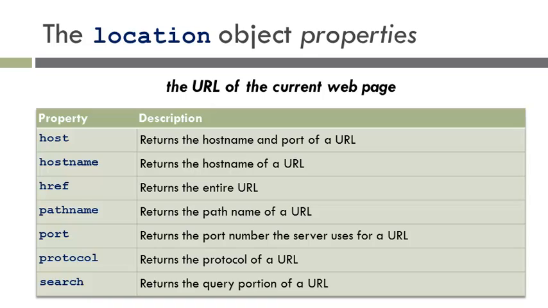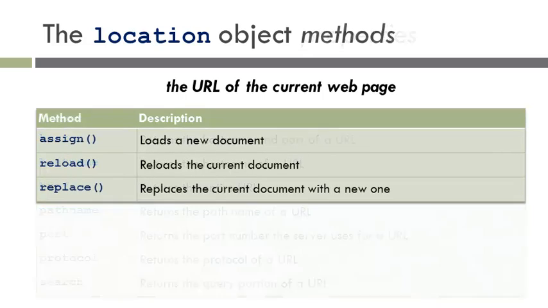The location object is part of the window object and is accessed through the window.location property. The location object contains information about the URL of the current web page. This is information such as the host name, the port, or the protocol used. The location methods are assign, reload, and replace. This is to load a new document, reload the current document, or replace the current document with a new one.